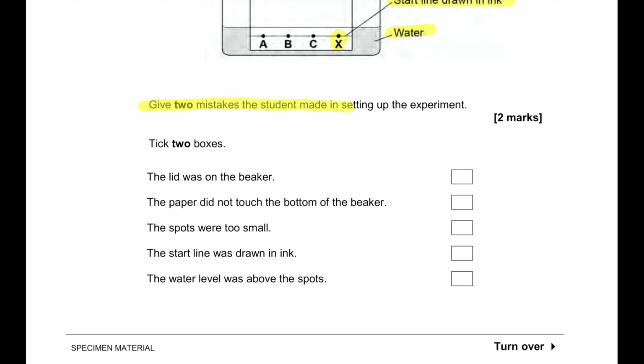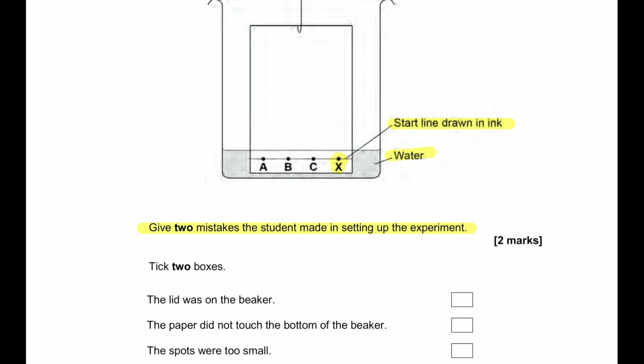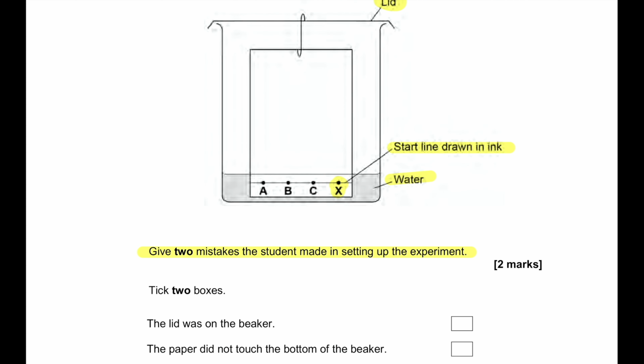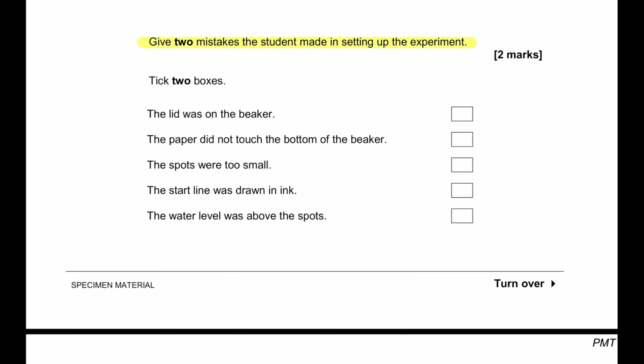Give 2 mistakes the student made in setting up the experiment. What is the mistake in here? First of all, we can see that the student has put the start line underneath the water. The student has submerged the start line underneath the water, so all of these substances will wash away in water. The second mistake, we can see that the start line is drawn in ink. The start line should be drawn with a graphite pencil. So two mistakes: the start line was drawn in ink, and the water level was above the spots.